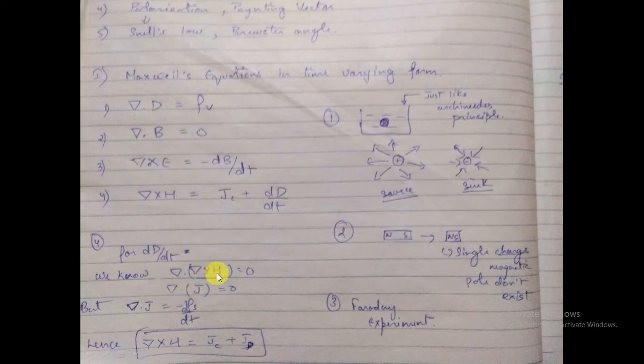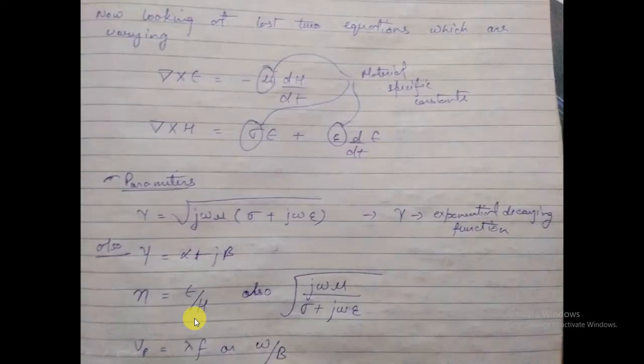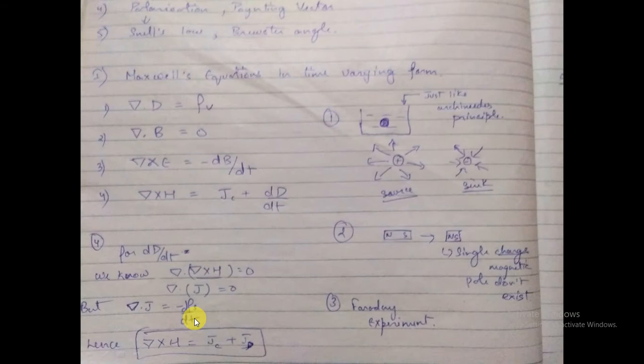If del cross H, according to Ampere's circuital law, is equal to J, then del dot J equals 0. But del dot J equals minus d rho s by dt, according to which equation? According to the equation of continuity. So that means there will be some current equal to d by dt of rho s. And what is rho? Rho is del dot D. If we put it in the equation and solve, we get dD by dt. This is not a concern right now.